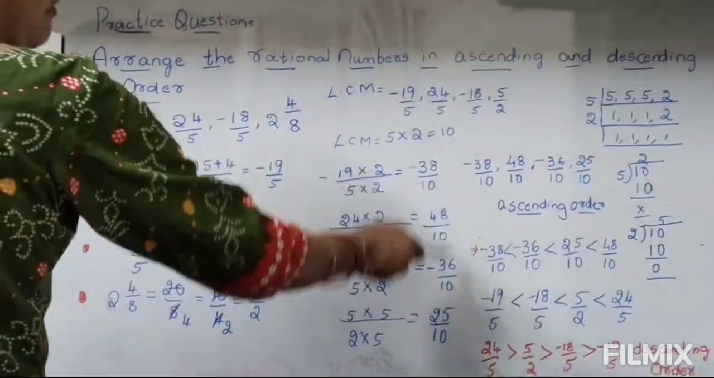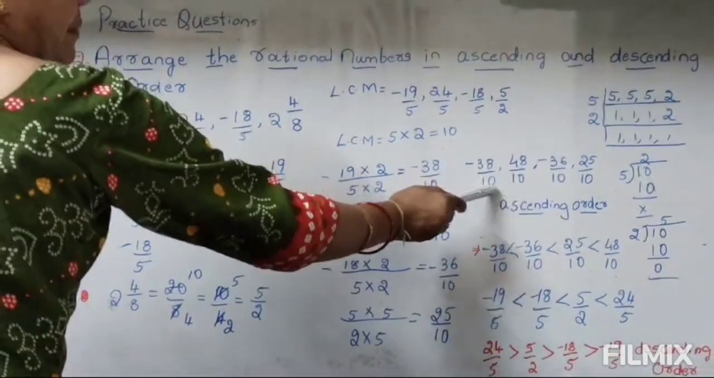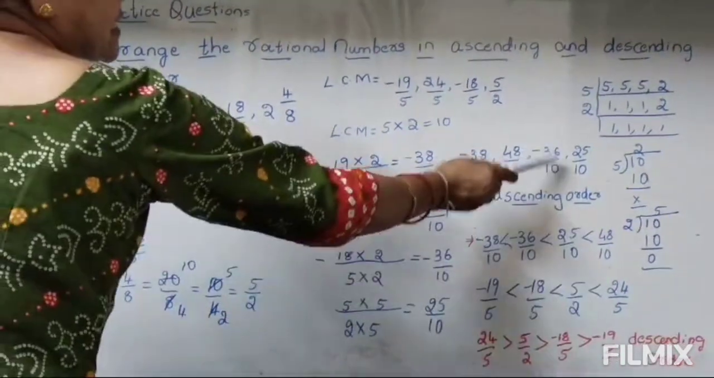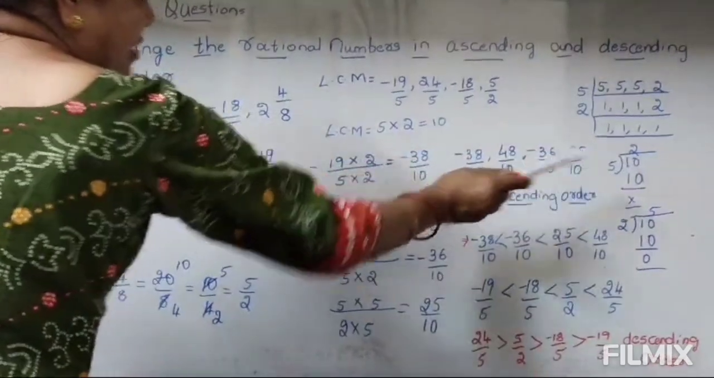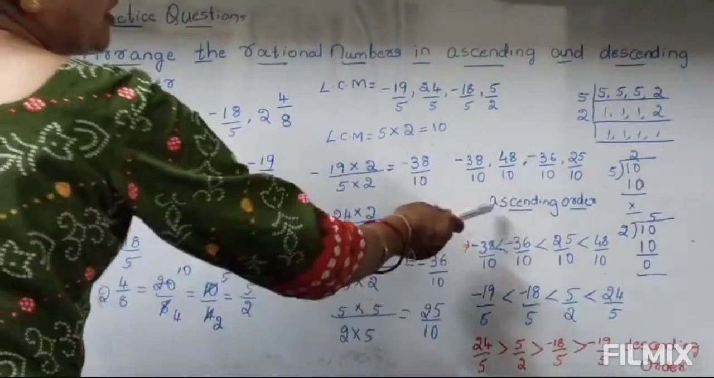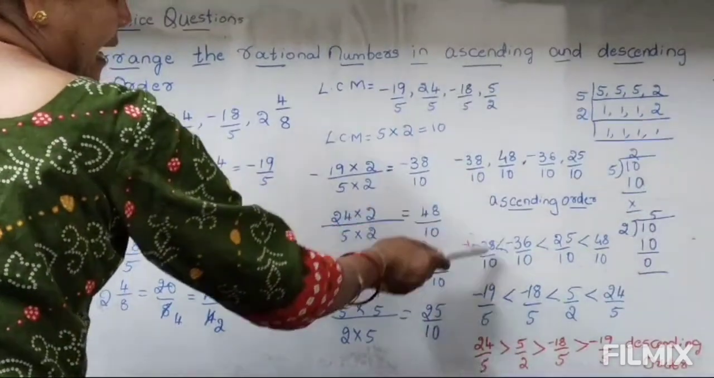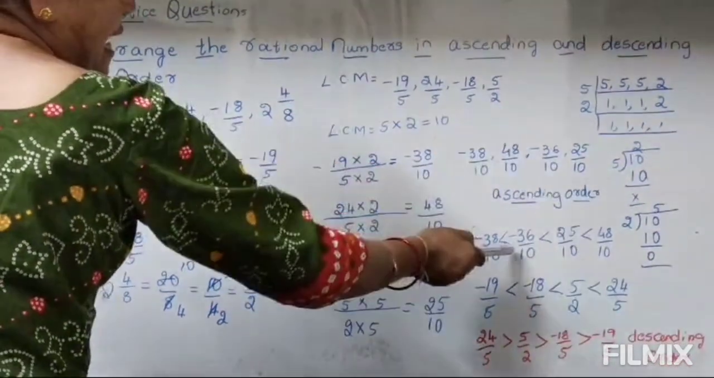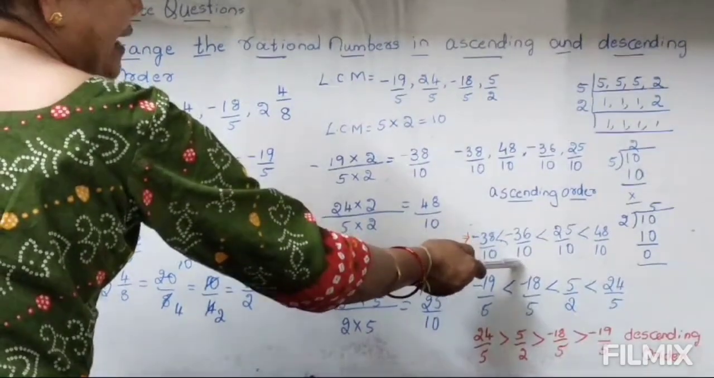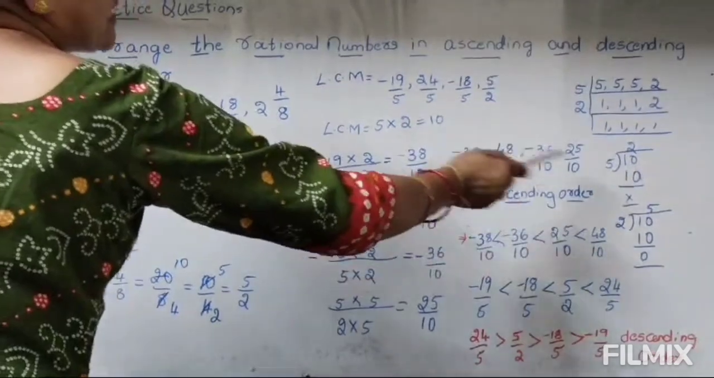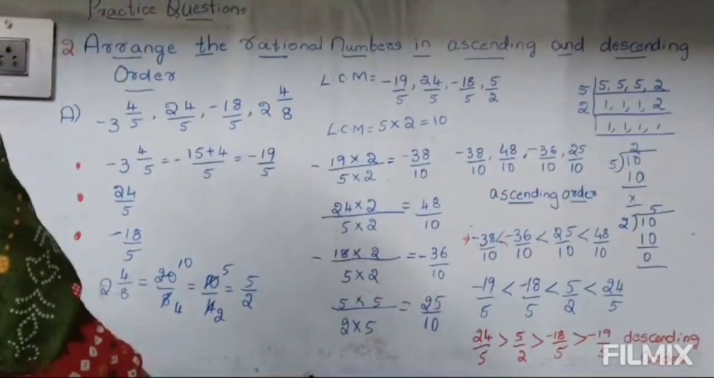So next, write down everything. Minus 38 by 10, 48 by 10, minus 36 by 10 and 25 by 10. So how will you write the ascending order? It is like this. Minus 38 by 10, which is less than minus 36 by 10, which is less than 25 by 10, which is less than 48 by 10.